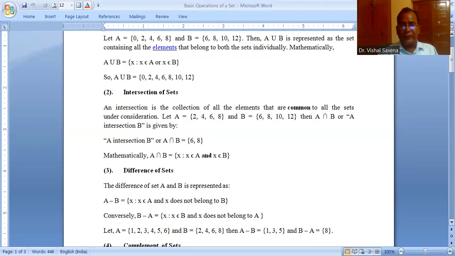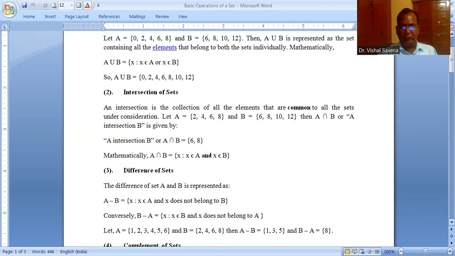So how can we define it? A minus B is called the difference of two sets A and B, and here B is subtracted from A. It is defined as the set of those elements X which are lying in the set A but not in the set B. That is called the difference of two sets A and B.